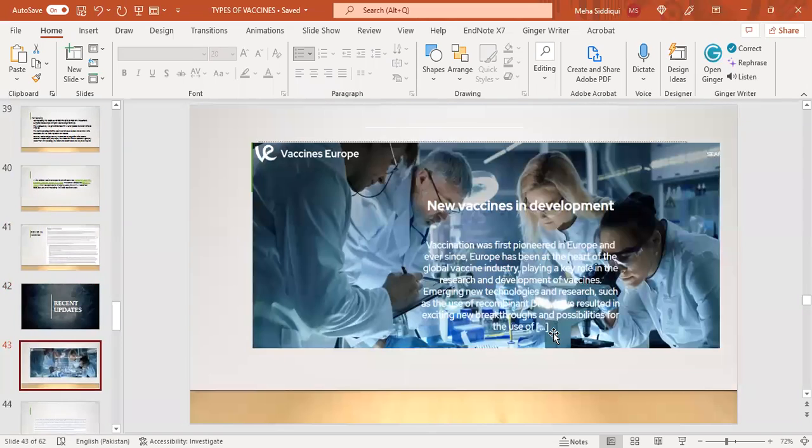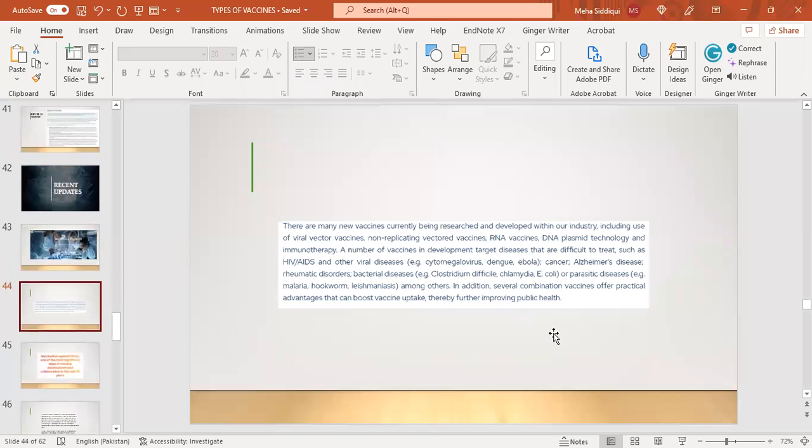Now, recent updates. New vaccines in development. According to Vaccines Europe, vaccination was first pioneered in Europe, and ever since, Europe has been at the heart of the global vaccine industry, playing a key role in research and development of vaccines. Emerging new technologies and research, such as the use of recombinant DNA, have resulted in exciting new breakthroughs and possibilities for the use of vaccines. There are many new vaccines currently being researched and developed within the industry, using viral vector vaccines, non-replicating vector vaccines, RNA vaccines, DNA plasmid technology, and immunotherapy.